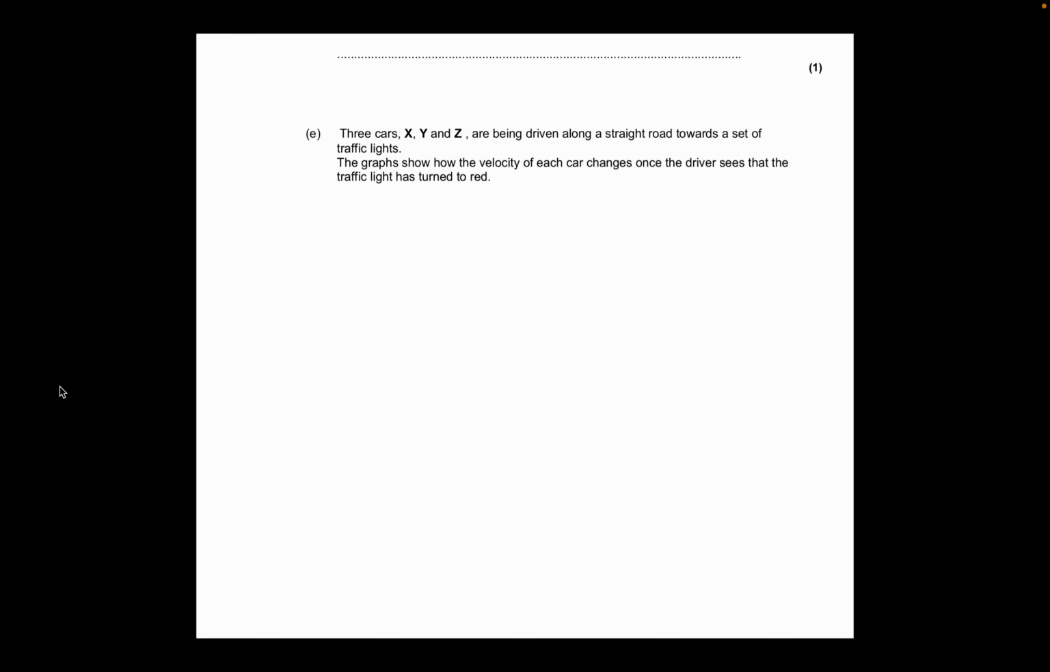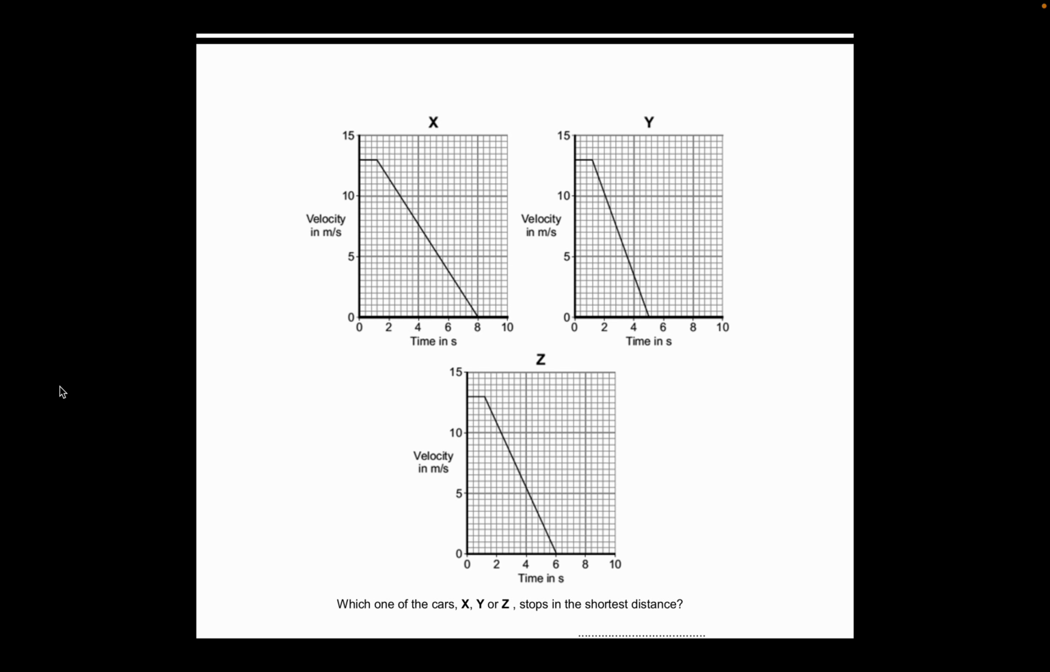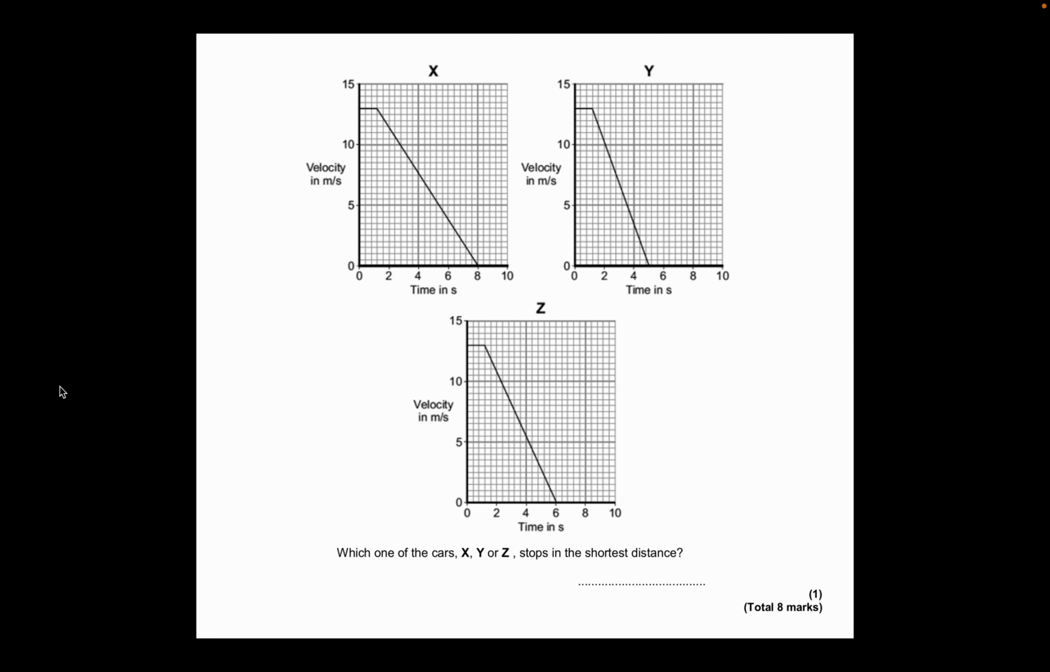3 cars, X, Y, and Z, are being driven along a straight road towards a set of traffic lights. The graphs show how the velocity of each car changes once the driver sees that the traffic light has turned to red. Okay, so you can see that there are 3 graphs here. Which one of the cars, X, Y, or Z, stops in the shortest distance? And this is for 1 mark.